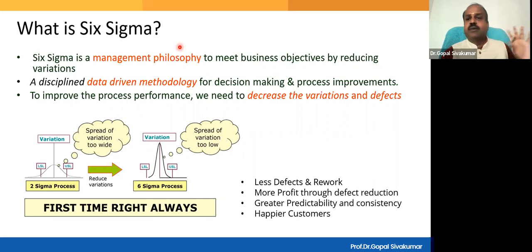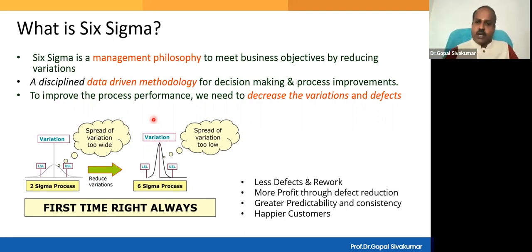This is the Six Sigma philosophy. It is fundamentally the variation that is causing defects. If you can control the variation, definitely you can prevent defects. It is a disciplined, data-driven methodology for decision making and process improvement. To improve the process performance, we need to decrease the variation as well as defects. Hope the meaning of all these statements is understood.